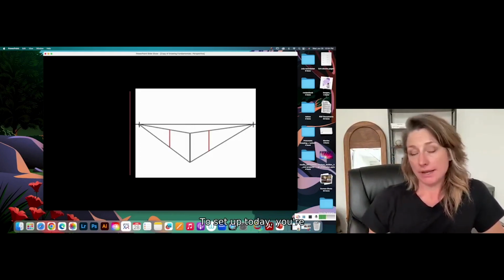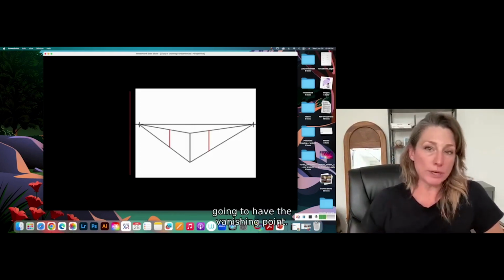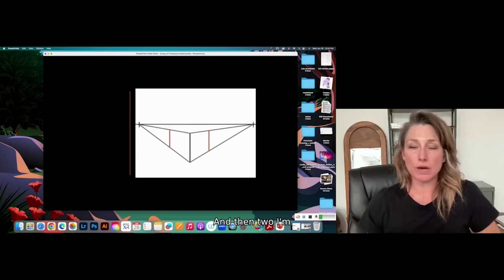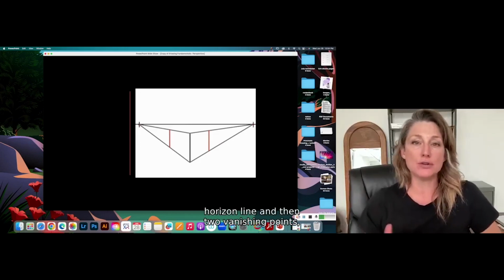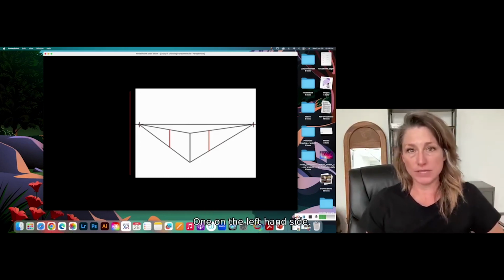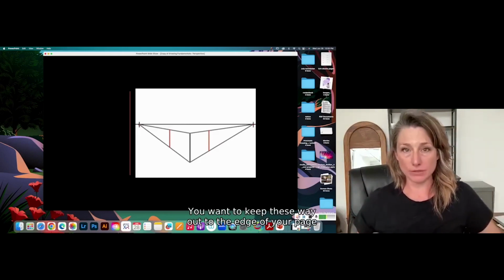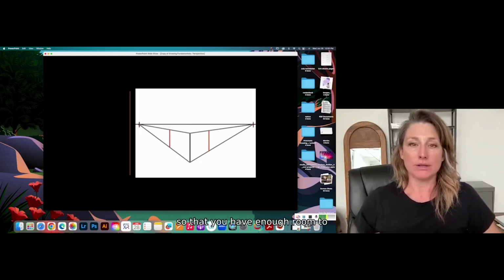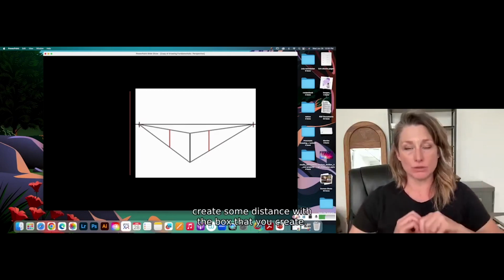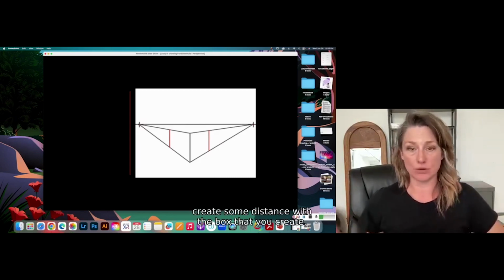To set up today, you're going to have the horizon line, and then 2 vanishing points, one on the left-hand side, one on the right-hand side. You want to keep these way out to the edge of your page so that you have enough room to create some distance with the box that you create.